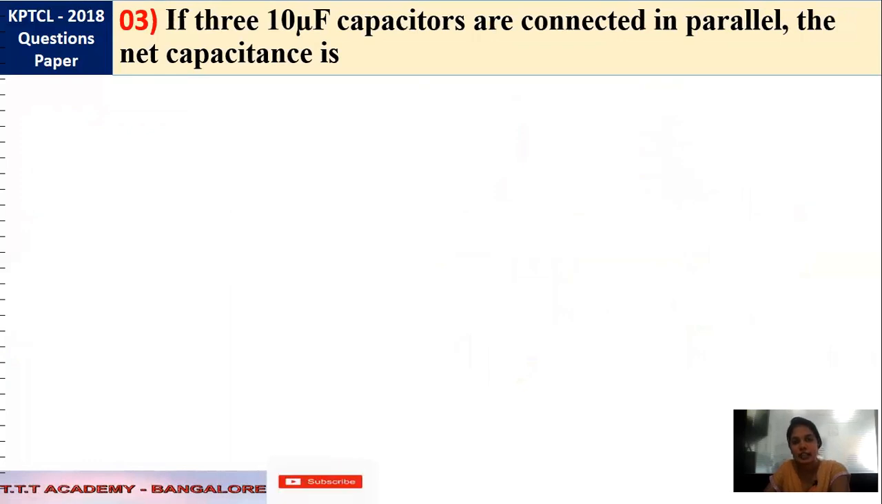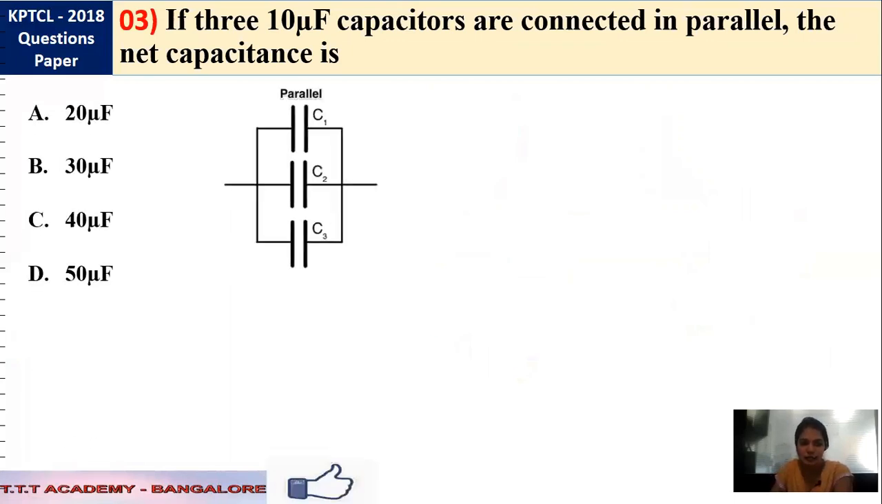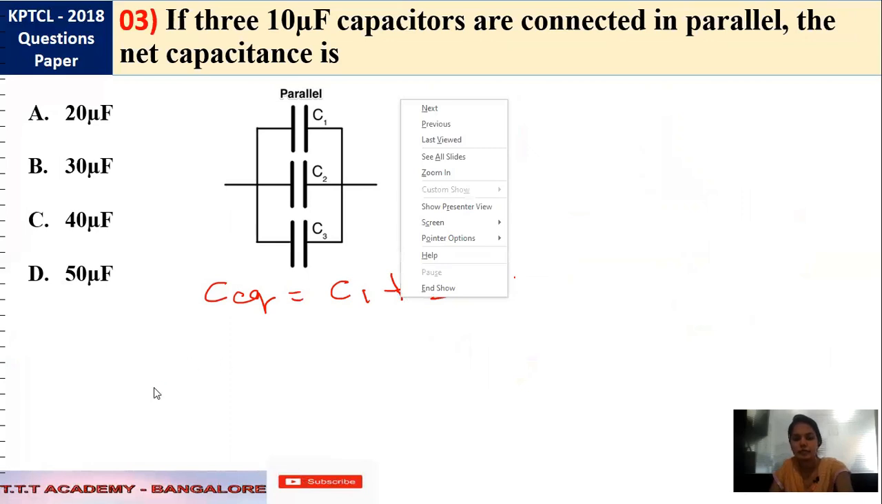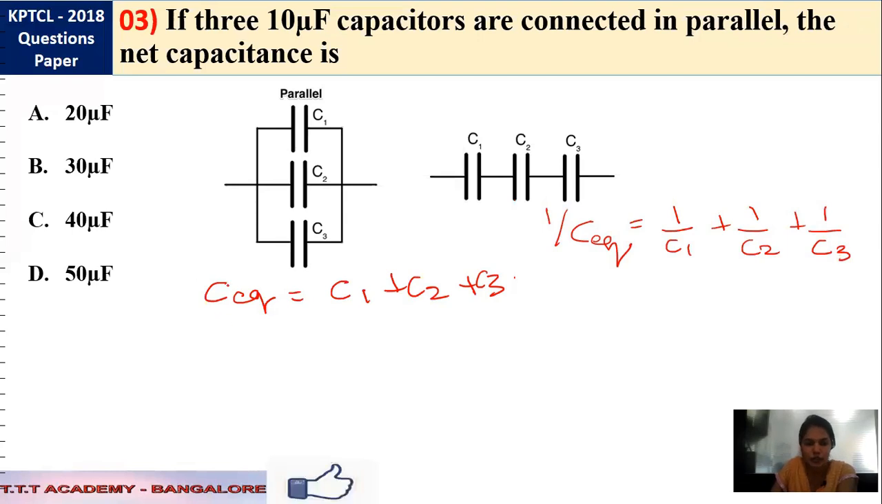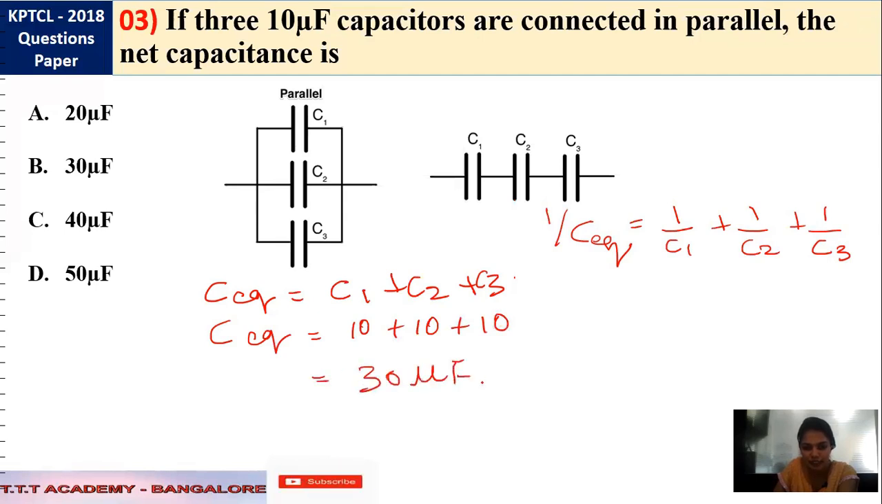So the third question is, if three 10 microfarad capacitors are connected in parallel, the net capacitance is. So the options are this. In case of a parallel combination of capacitances, the equivalent capacitance is given by C1 plus C2 plus C3. In case of a series, 1 divided by C equivalent is equal to 1 divided by C1 plus 1 divided by C2 plus 1 divided by C3. So in case of a parallel combination, the equivalent capacitance is equal to 10 plus 10 plus 10, that is equal to 30 microfarads. So the answer is option B, 30 microfarads.